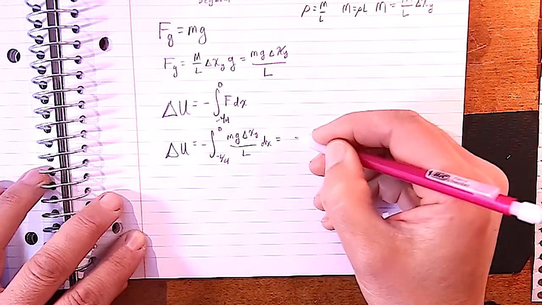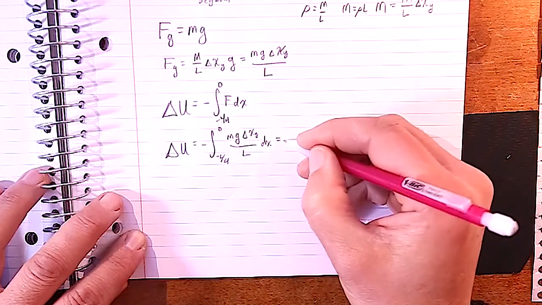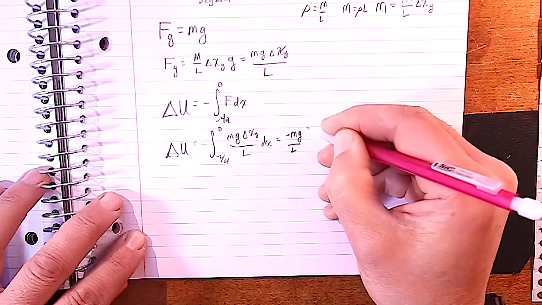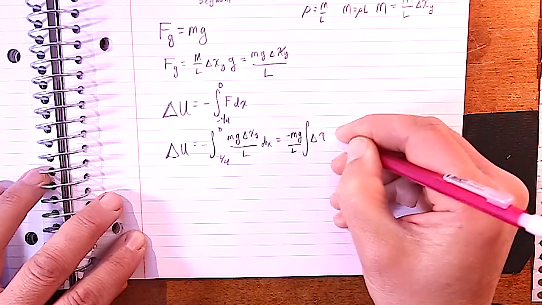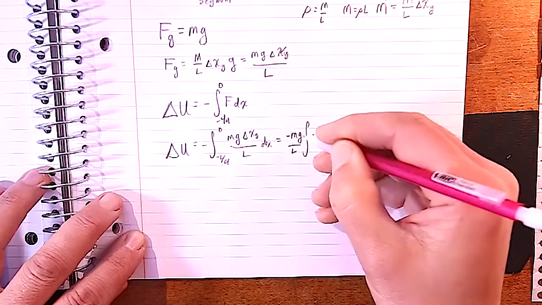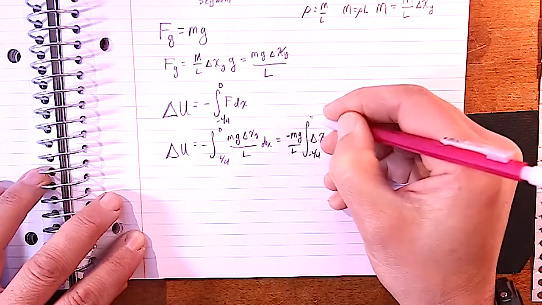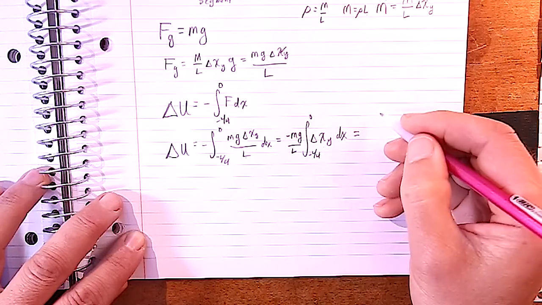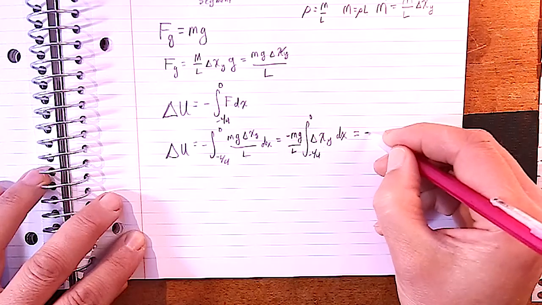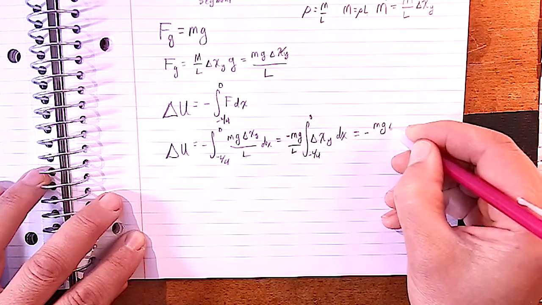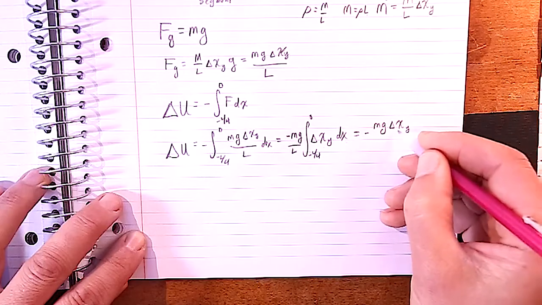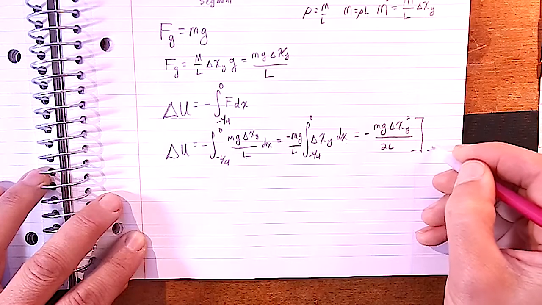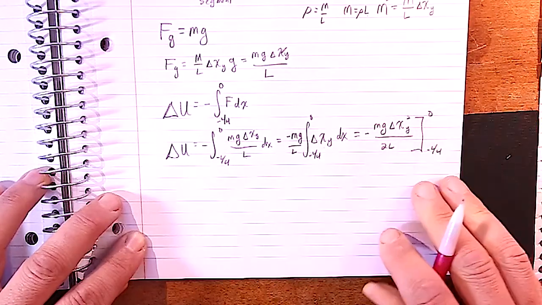We know that mg and L are all constants. So we can just say mg over L, the integral of delta y dx from negative L over 4 to 0. And we know the integral of x dx is x squared over 2. So we end up with minus mg delta y squared over 2L from negative L over 4 to 0.